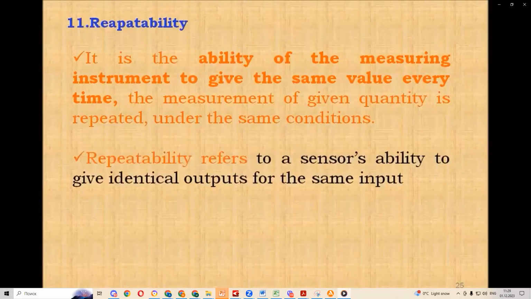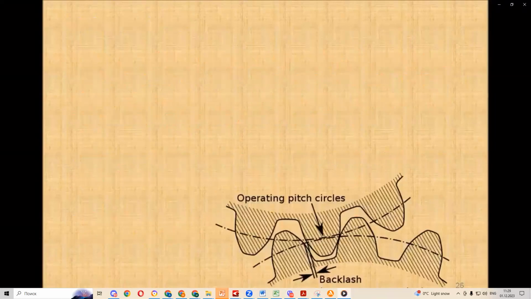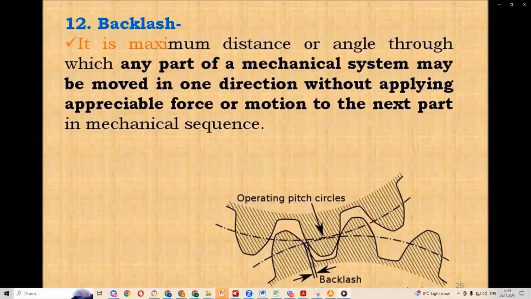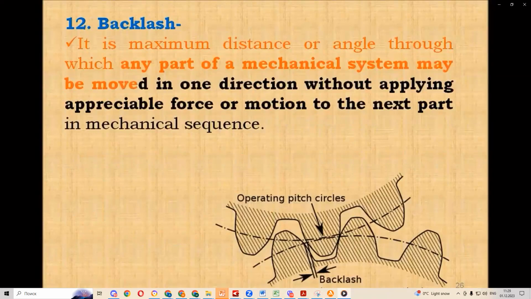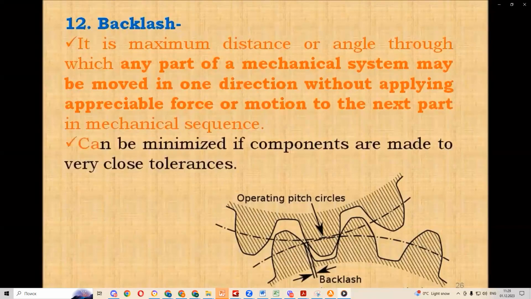Repeatability refers to a sensor's ability to give identical outputs for the same input. Precision errors cause a lack of repeatability. Twelfth characteristic is backlash. It is the maximum distance or angle through which any part of a mechanical system may be moved in one direction without applying appreciable force or motion to the next part in mechanical sequence. Backlash can be minimized if components are made to very close tolerances.